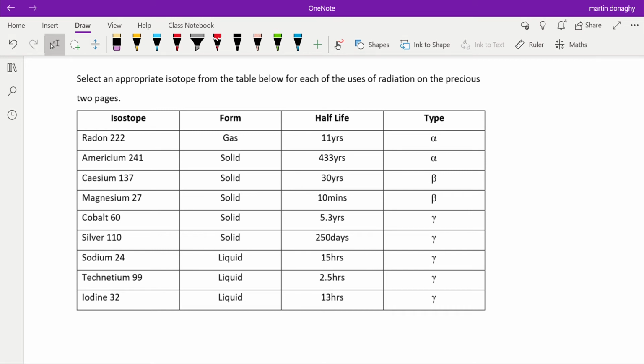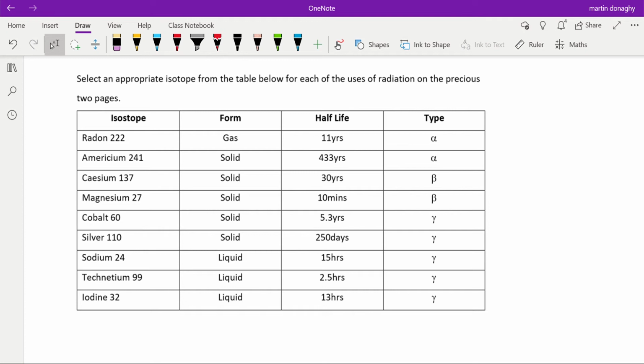Okay, so the next thing we have to do is to try and identify what particular isotope of radiation would be most suitable for each of the kind of applications in the previous few pages. We base this on two things. Firstly, we have to use the right type, either if it's alpha, beta, or gamma. And then the second thing we need to look at really is what's the half-life.